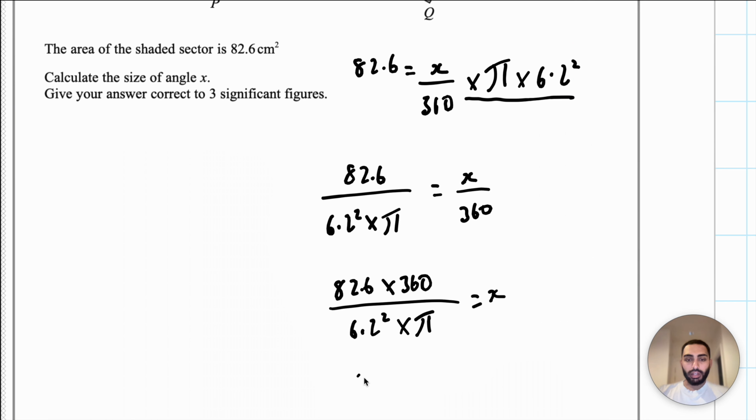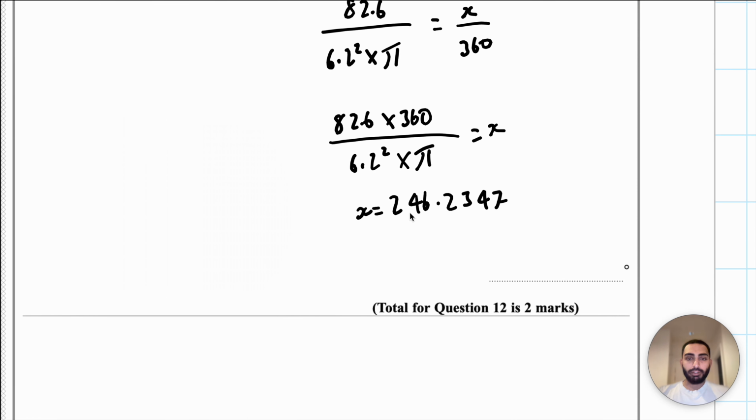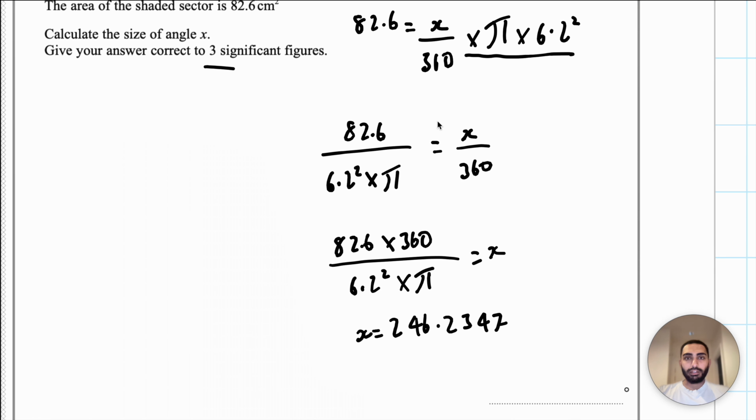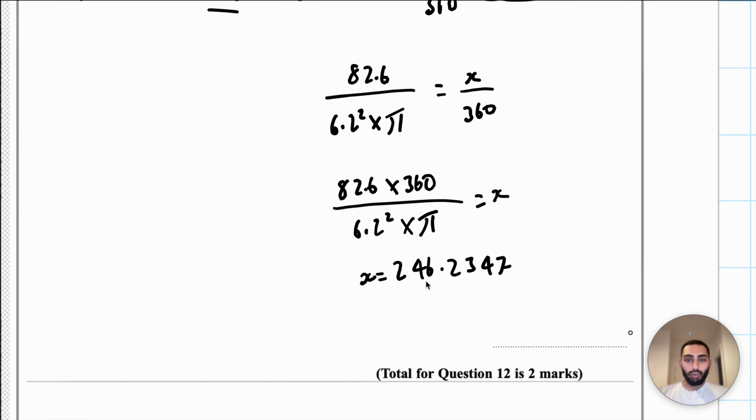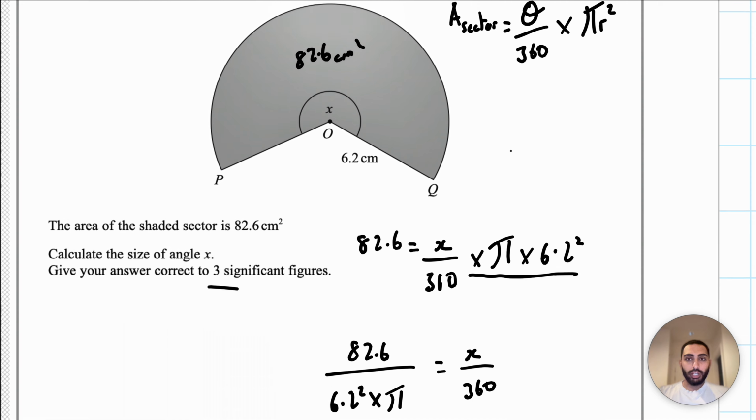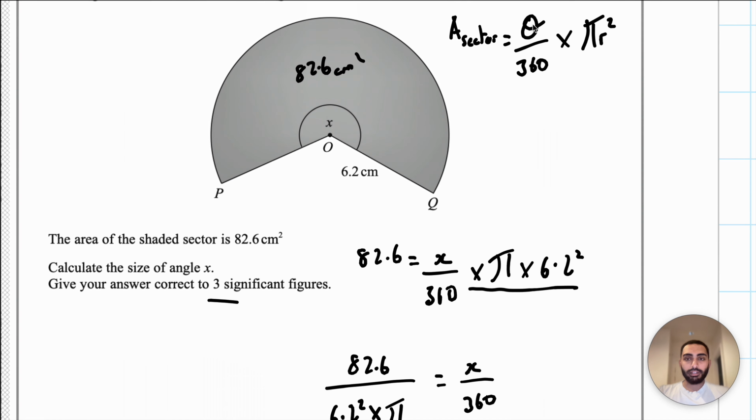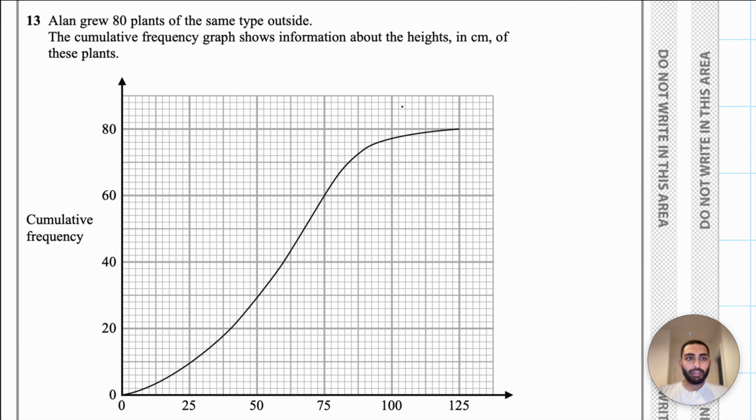246.2347. So x is 246.2347. The question wants it to 3 significant figures. So significant figures just means the first one that isn't a zero. There aren't any zeros here, so we'll just count from the first one. 1, 2, 3. That means we're rounding at this decimal point. Because that's a 2, it's going to round down to 246. So the angle would be 246. The way you could check this, you could substitute 246 back into here, and you should get an answer of 82.6 centimeters squared.